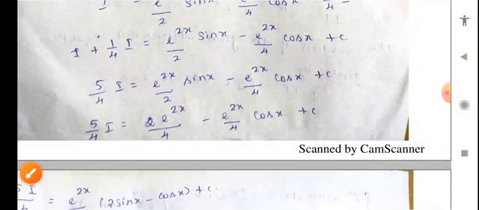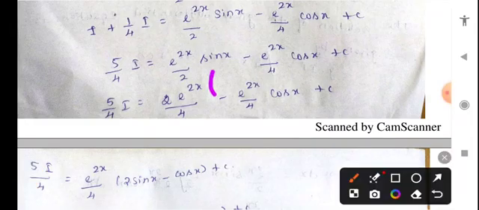So automatically you have to multiply and divide by 2, because 2 is already there. Multiplying by 2 makes it 4. So you multiply and divide, and it becomes 2 into e power 2x divided by 4 minus e power 2x divided by 4 cos x. Here one term is missing, that is e power 2x divided by 4 into sin x minus e power 2x divided by 4 into cos x plus c.